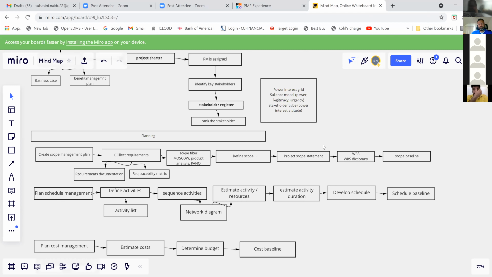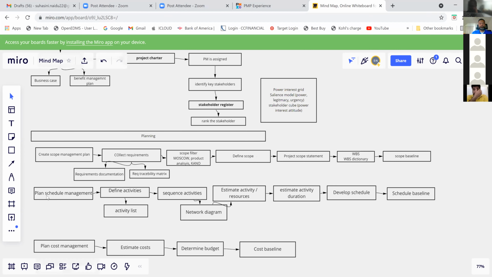We have a project scope statement. And then from there we have a work breakdown structure, and the work package is broken down into the work breakdown structure, and then we have a work breakdown structure dictionary. With that, we have a scope baseline.